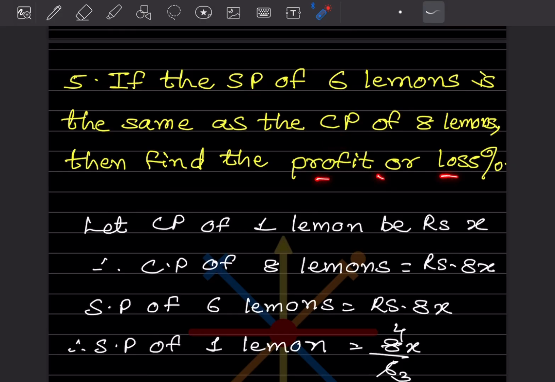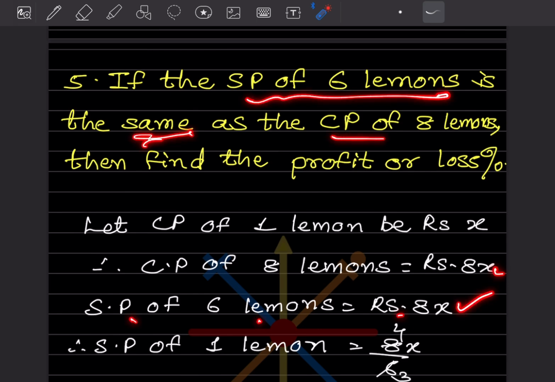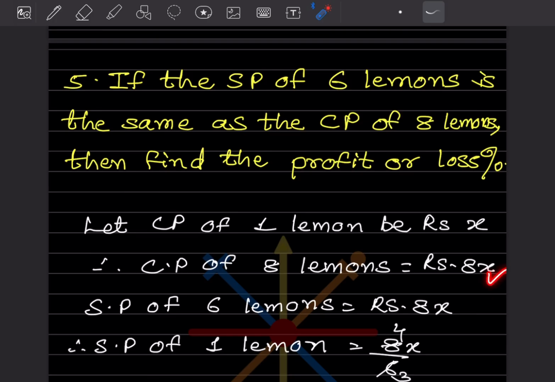If the selling price of 6 lemons is the same as the cost price of 8 lemons, then you have to find the profit or loss percentage. So now let us consider the cost price of 1 lemon is rupees x. So the cost price of 8 lemons will be 8x. So the selling price of 6 lemons will also be 8x, because it is given that the selling price of 6 lemons is the same as the cost price of 8 lemons. So we got for 6 as 8x.